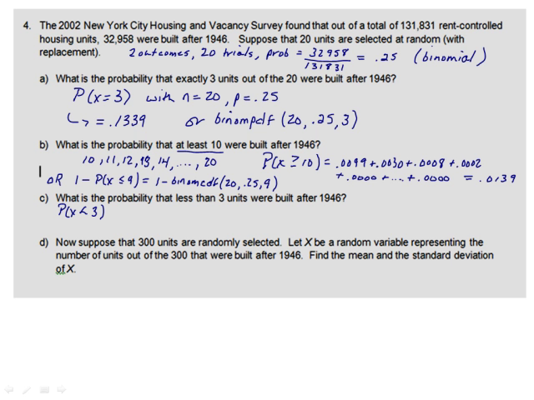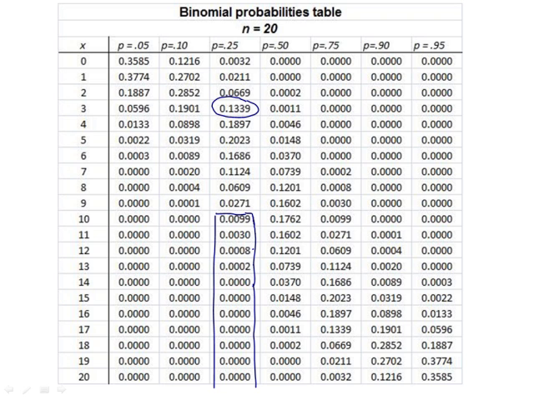Now, the probability that less than 3 units were built after 1946, less than 3 means we're not including 3. So this would only be 0, 1, and 2. Again, going to our table, we look up the x equals 0, the x equals 1, and the x equals 2, take those 3 values and add them together.